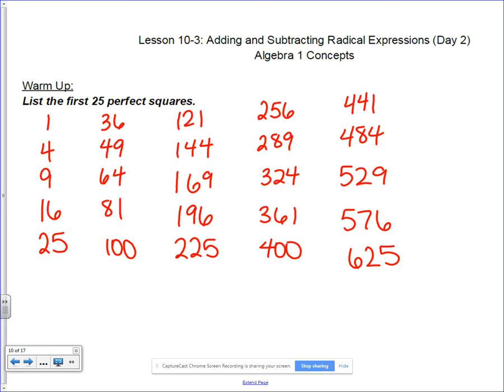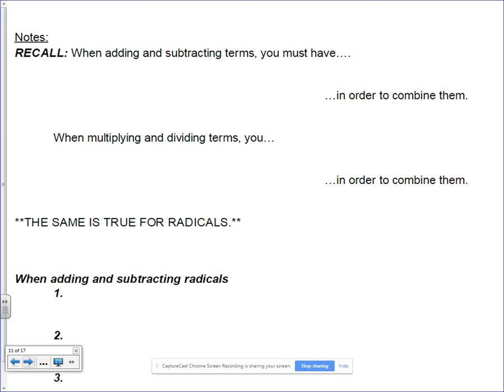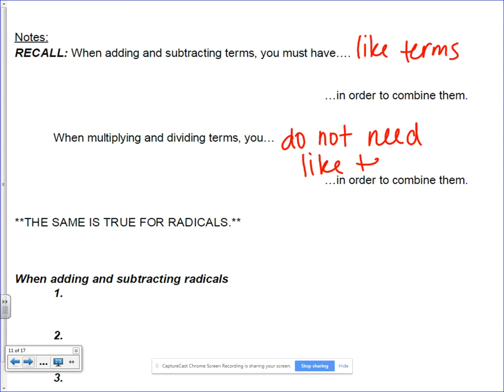Yeah? Okay. When adding and subtracting terms, you must have, we're talking terms here, like terms. That's okay. You beat me to the punch. That's all right. What about when you're multiplying and dividing? And the same is true for radicals.